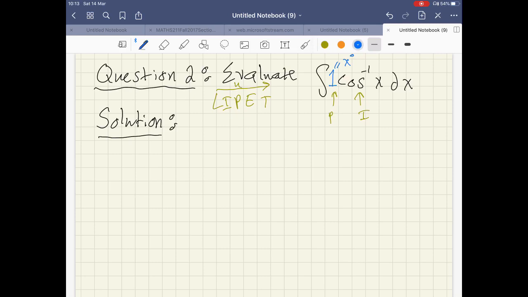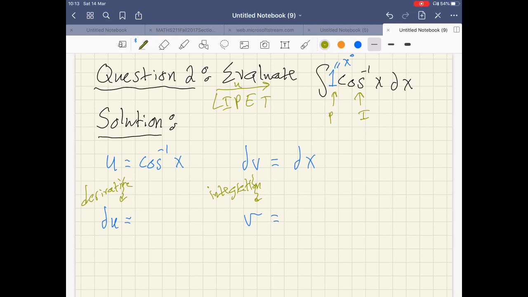So I will choose my u to be cosine inverse of x. And my dv will be everything else. Now, if you choose cosine inverse to be u, everything else means just dx here. Or you can say it is 1 dx, but it doesn't matter. Now we need to find du and we need to find v. And just a quick reminder, here we need to do differentiation, so derivative. And here we need to do integration.